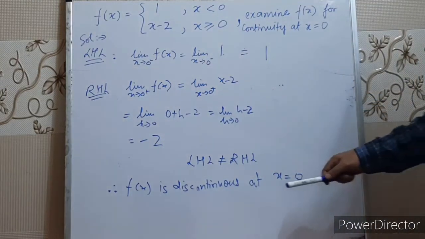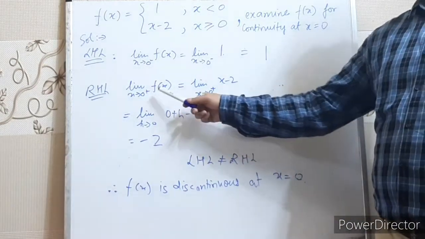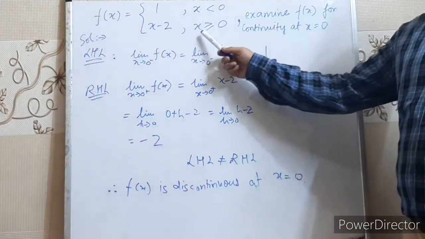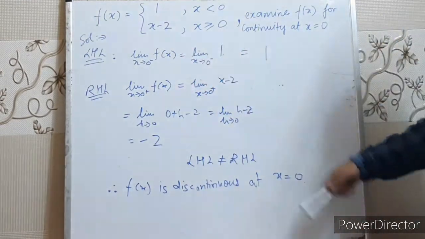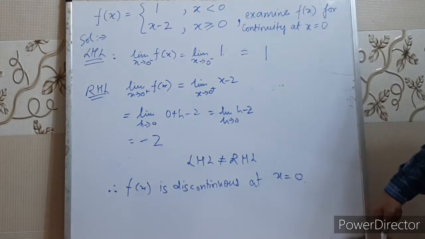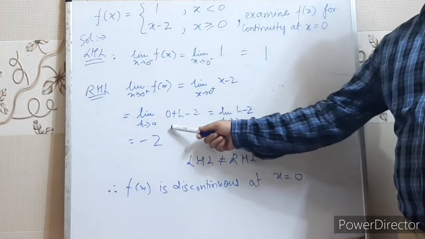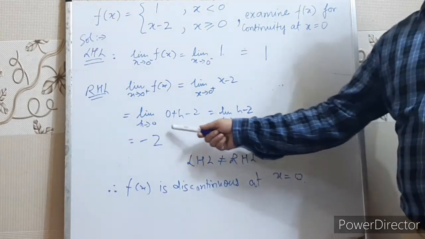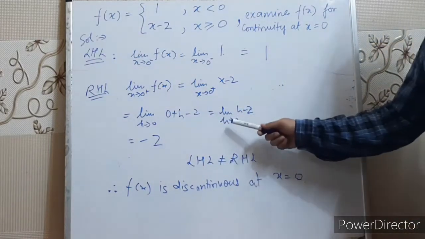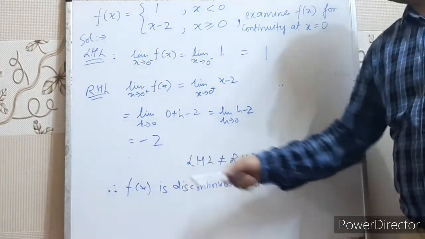Next is the right hand limit. Calculate the limit as x tends to 0 positive of f(x). When x is greater than 0, the value of the function is x minus 2. So we put f(x) equals x minus 2, and we know how to calculate the right hand limit: 0 plus h. As h tends to 0, we get h minus 2. When you put h equals 0, you will get minus 2.